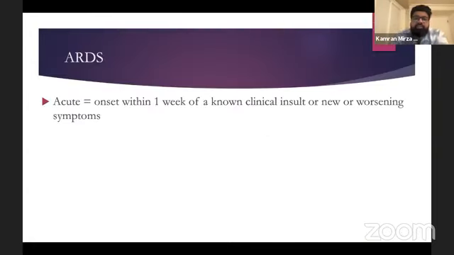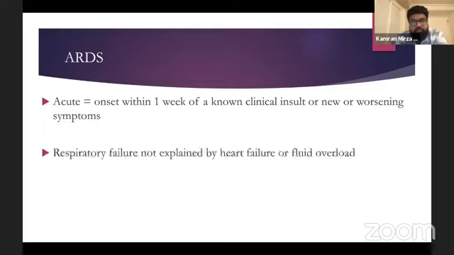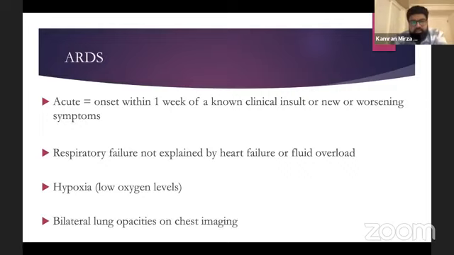The definition of ARDS is that obviously it's a clinical syndrome, right? Acute respiratory distress syndrome. The pathologic manifestation of this is known as diffuse alveolar damage, and I'll show you those. But the acute onset is typically within 1 week of the known clinical insult, there's respiratory failure that's not explained by heart failure or fluid overload, right? And this is for ARDS that could be because of any cause. Typically, the outcome is hypoxia, and you have bilateral lung opacities on chest imaging.